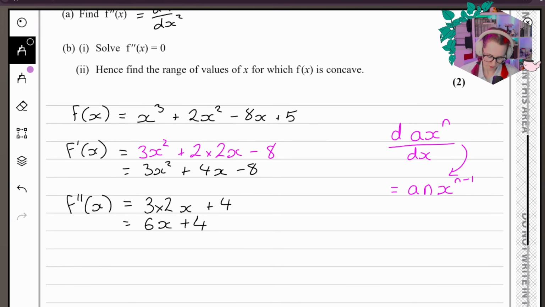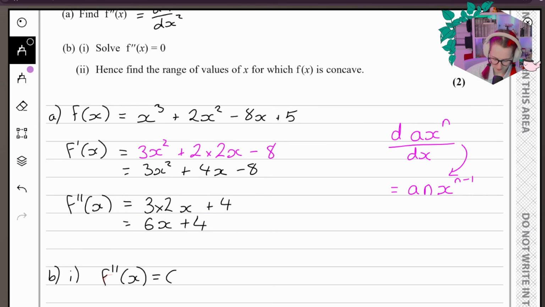Okay. Then we need to find, okay, part B. So if I label that part A as well. So part B is solve f double prime of x equals 0. So that's just plugging in our values. So we have 6x plus 4 equals 0.